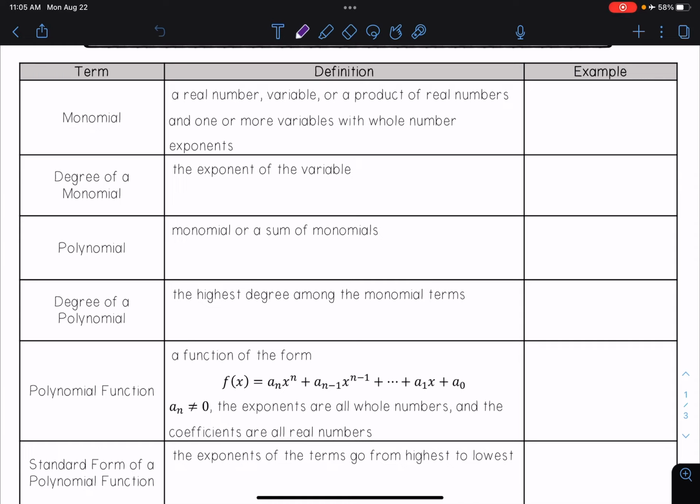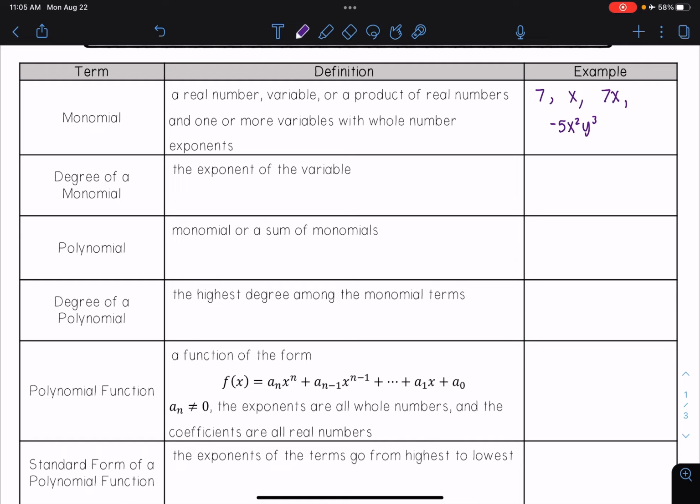So for example, 7 would be a monomial, x would be a monomial. If I multiply those together, that's still a monomial. Or I could have multiple together. So let's say I had negative 5x squared y cubed. That would also be a monomial.